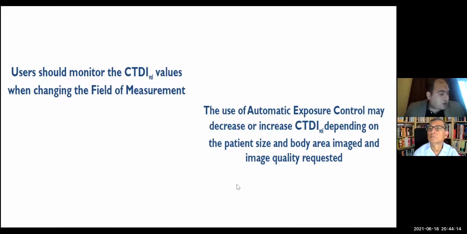So take care of this point when using automatic exposure control. It's important for patients, but you have to check your displayed CTDI volume. The user should monitor CTDI volume values when changing the field of measurement, also changing the field size. Sometimes when you increase the field size, it also increases CTDI volume. Sometimes I find technicians doing a CT for a child or baby with the same field of view as adults, and that increases the patient dose also. So the use of automatic exposure control may decrease or increase CTDI volume depending on the patient size, the area imaged, and the image quality requested.